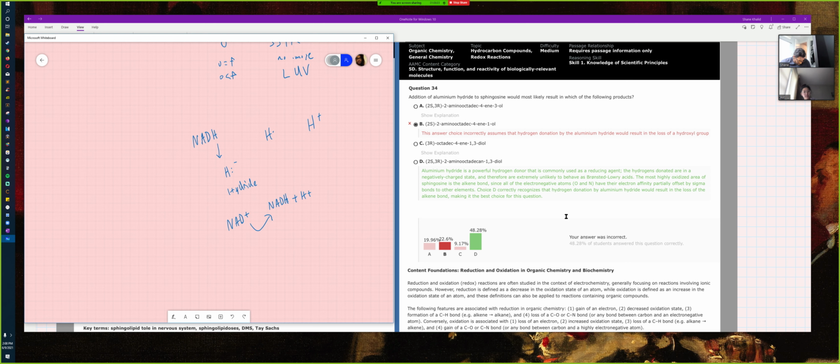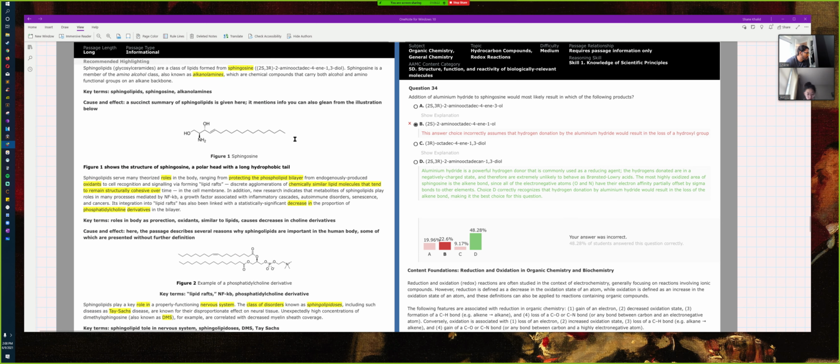So that's something you'd want to know for orgo, I suppose. Definitely. When I saw this question, I was like, okay, this is going to be a reducing agent. Great. And then I looked at the sphingosine and I was like, it's already reduced. So I was like, wait, what do I do?